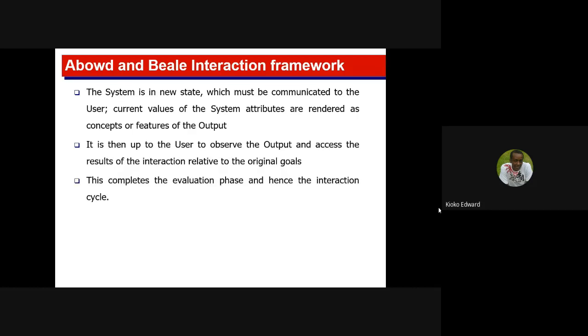So if I look at the interface, look at the output, and make an assessment whether the original goal has been met, we can now determine either to repeat the cycle again or to end the interaction at that point. And we can say that this will complete the evaluation phase, and the interaction cycle will also end at that point. That will mark the end of the Abowd and Beale interaction framework.